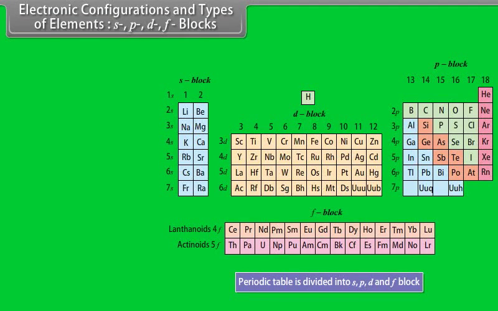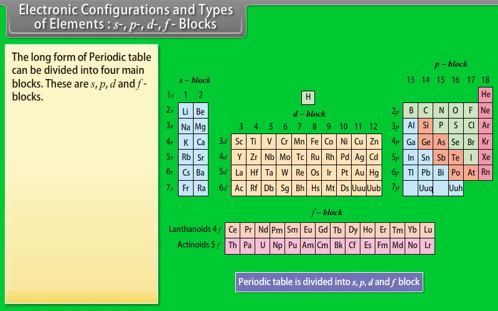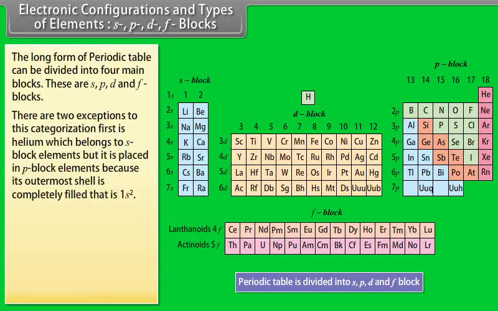Electronic configurations and types of elements. s, p, d, f blocks. The long form of the periodic table can be divided into 4 main blocks. These are s, p, d, and f blocks. There are 2 exceptions to this categorization. First is helium, which belongs to s block elements, but it is placed in p block elements because its outermost shell is completely filled, that is 1s2.